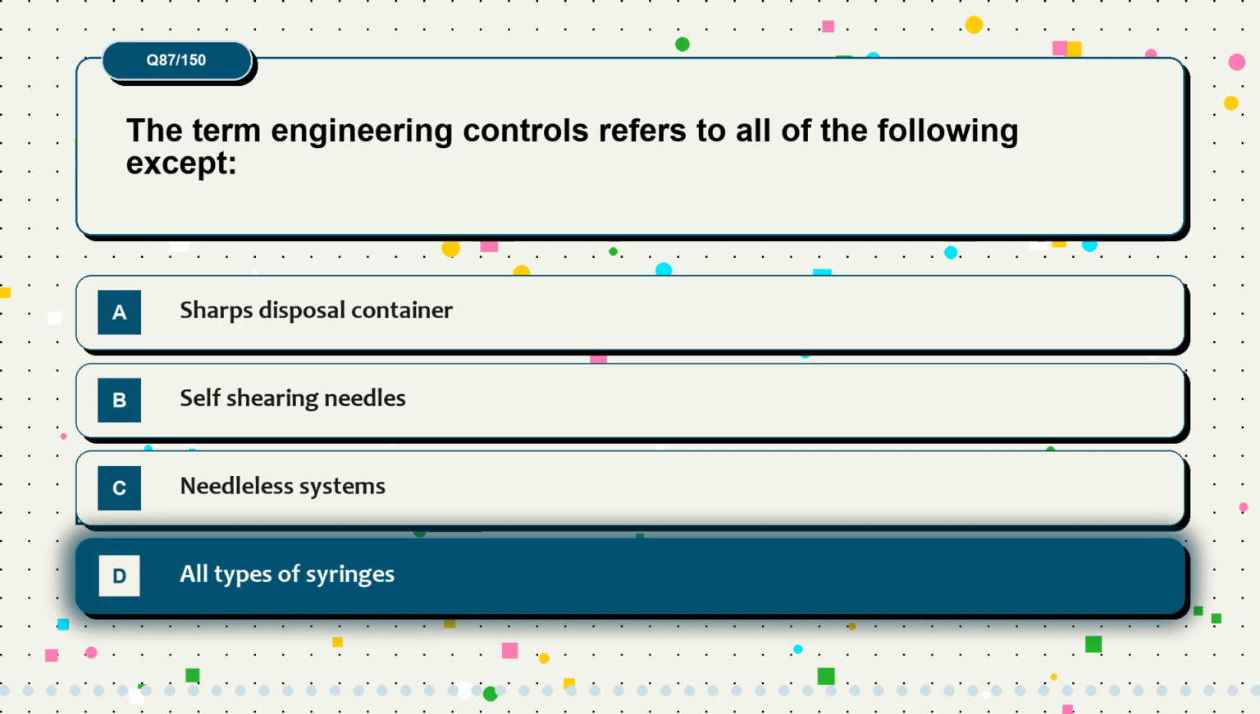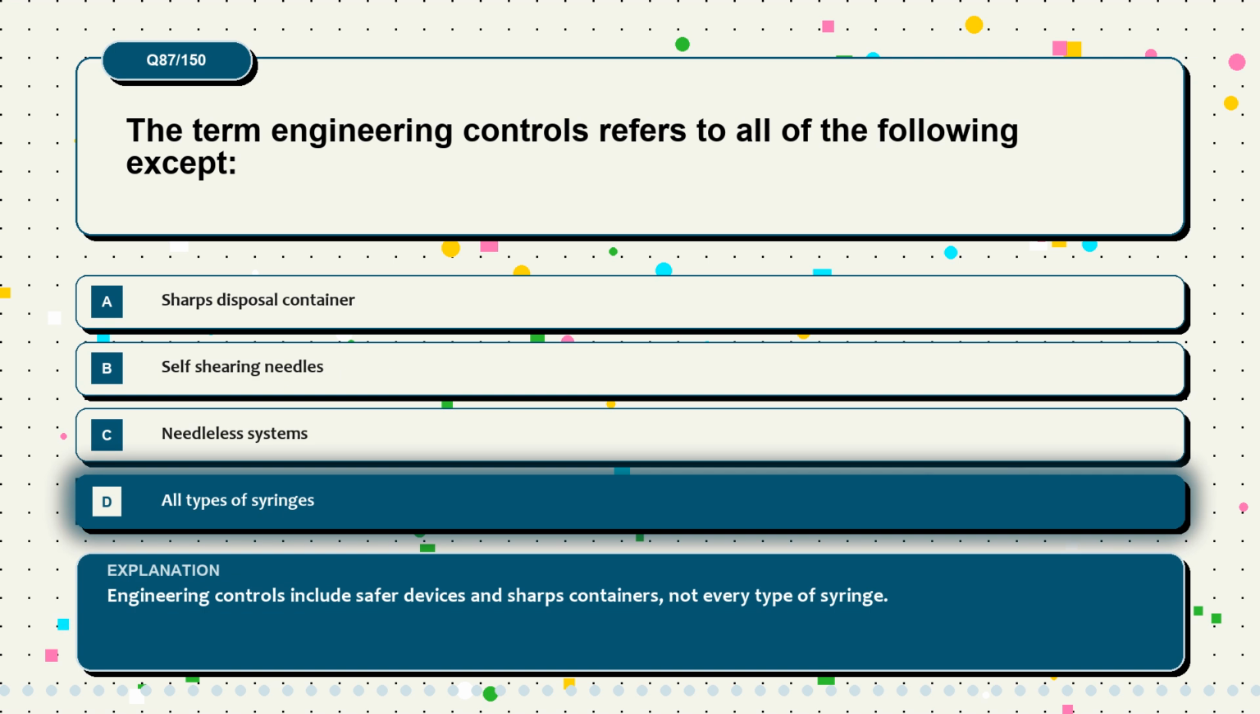The correct answer is option D. All types of syringes. Engineering controls include safer devices and sharps containers, not every type of syringe.